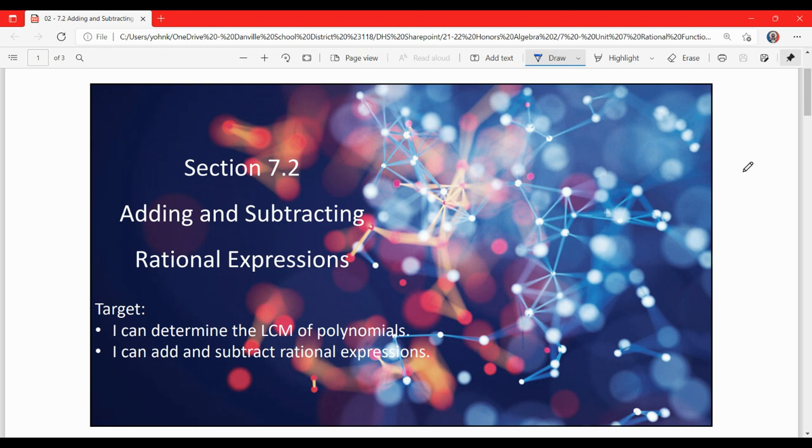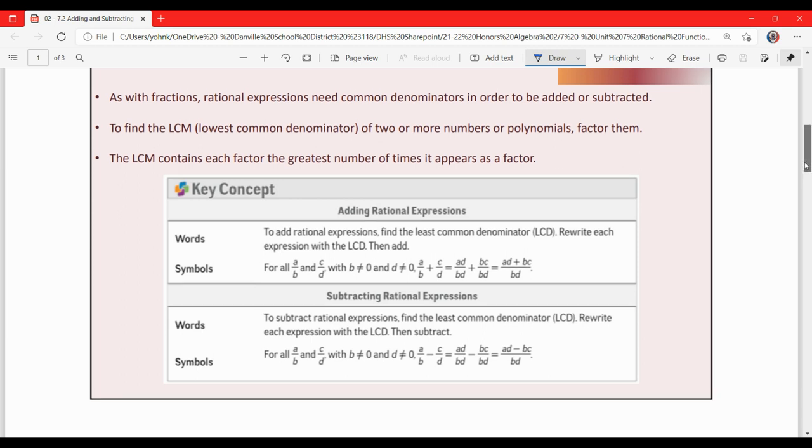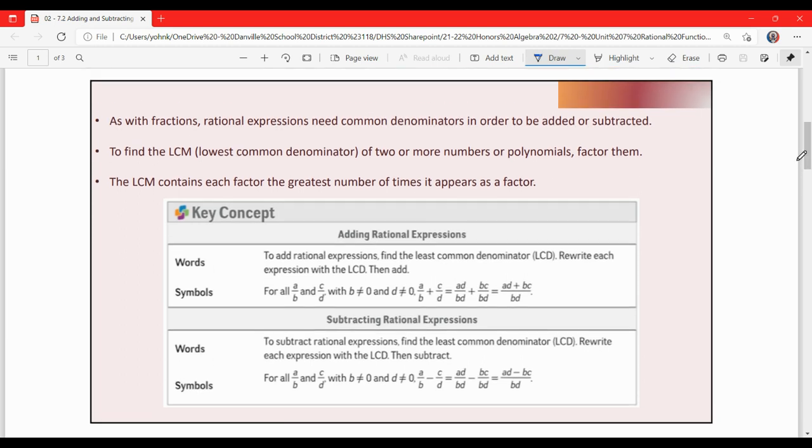Today we're going to learn how to determine the LCM of polynomials so that we can then add and subtract rational expressions. As with regular fractions, rational expressions need common denominators in order to be added or subtracted. To do this, we can find the lowest common multiple, which will in turn become the lowest common denominator. And we can do that for two or more different polynomials that we're going to then add and subtract.